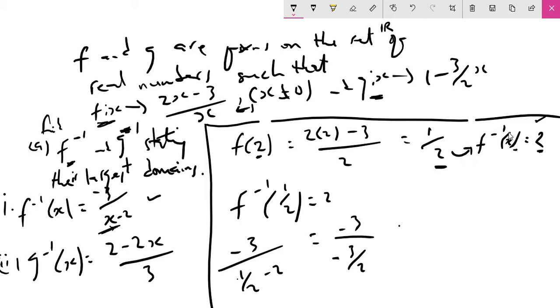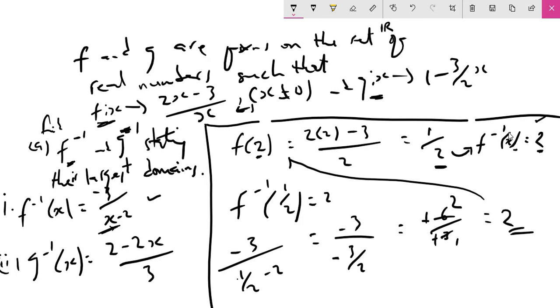Okay, so this is the same as minus 6 divided by minus 3. So this cancels out the 3 here and the 3 there, which gives 2. And you see that it gives back the original x value we substituted. So this proves that this is the inverse of that. You can also verify this on your own.